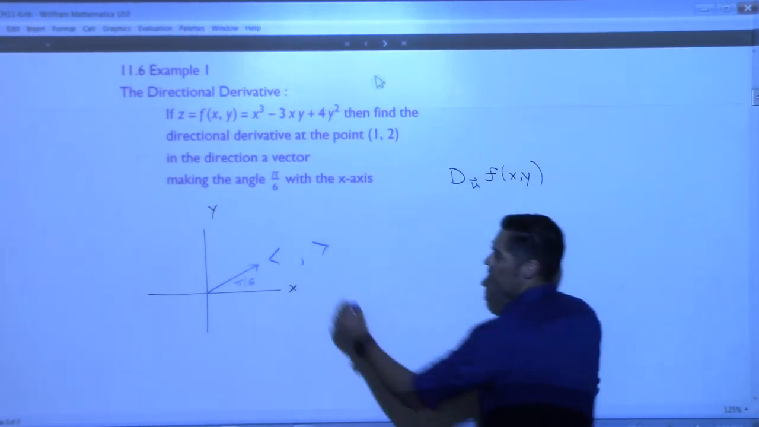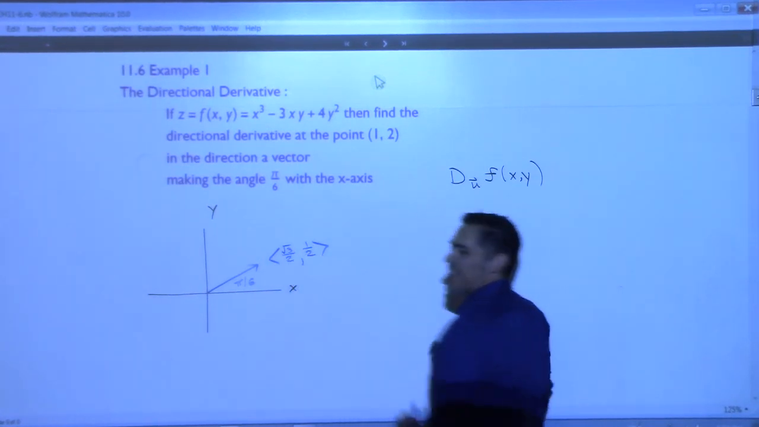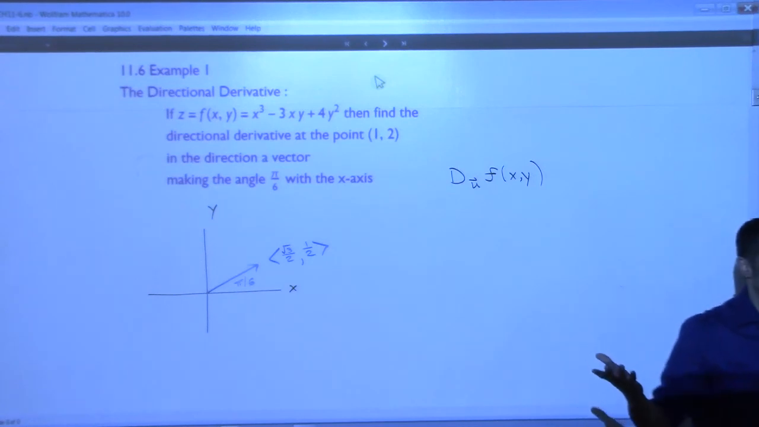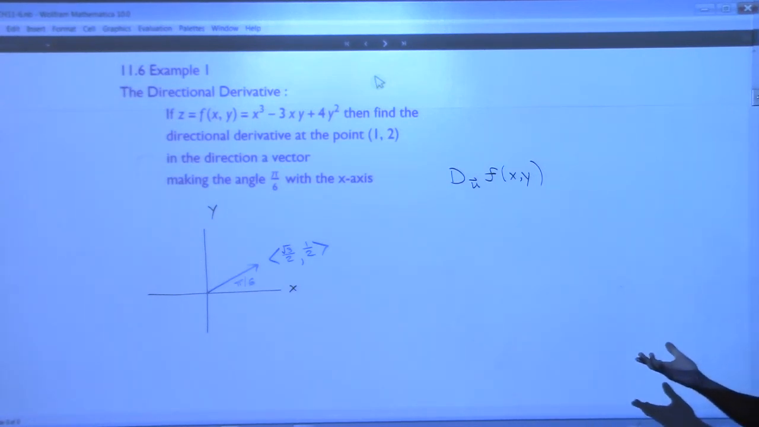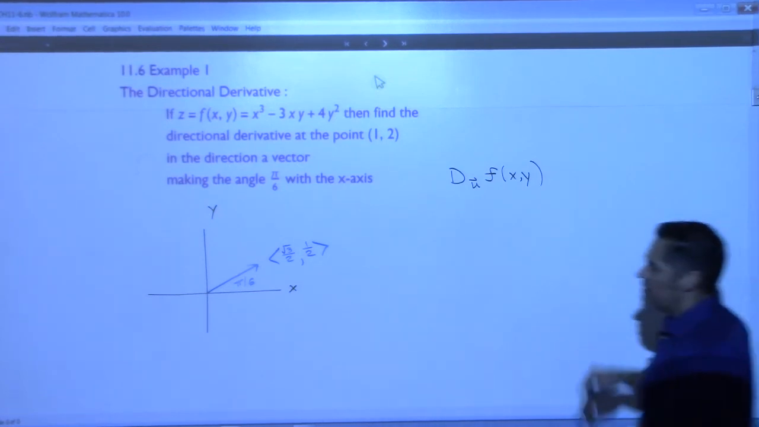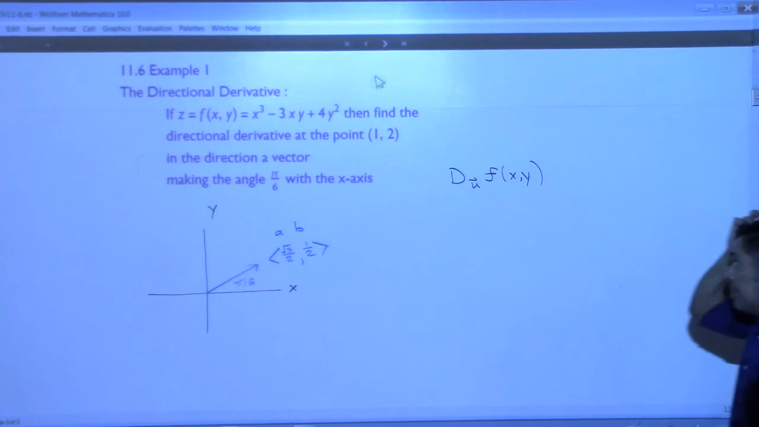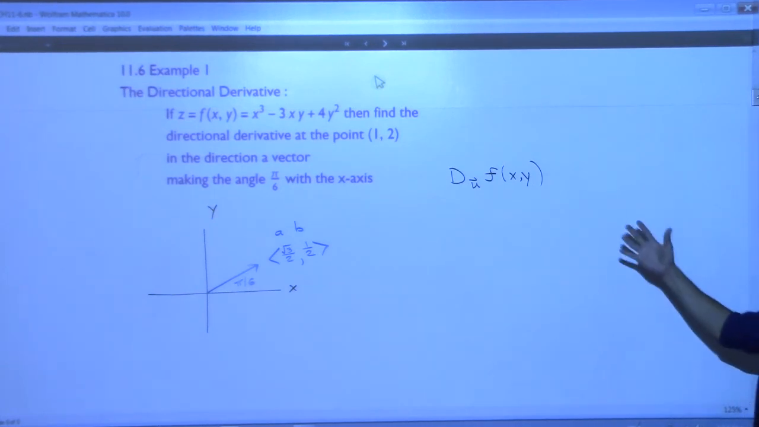Root 3 over 2, 1/2. That's basically the point on the unit circle at pi over 6. That's all it is, but written as a vector. Do y'all agree? So this is my (a, b). Now I also need some other things in this computation.